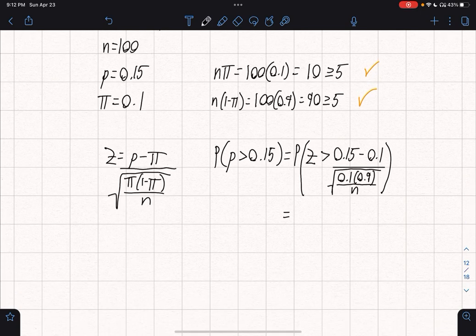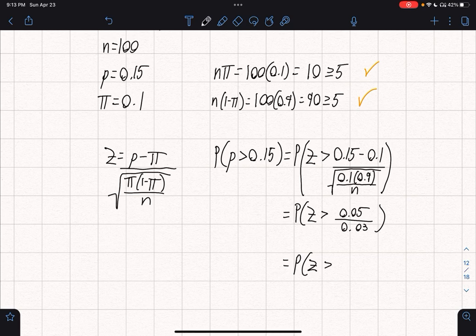Okay, so what is that? That gives me a probability that z is bigger than, so I'm going to have a 0.05 up top. Apologies, I actually need to calculate this. 0.1 times 0.9. So I get 0.03. That means this will be the probability z is bigger than 1.67.